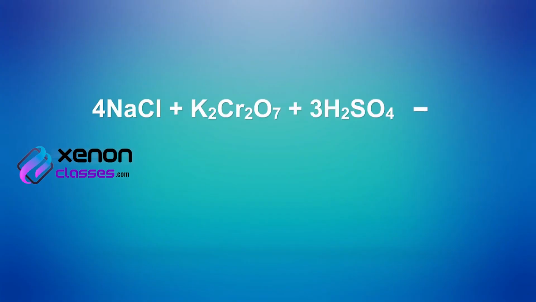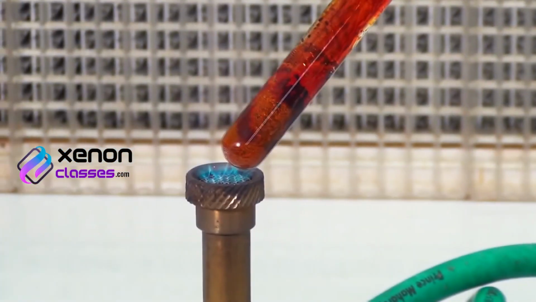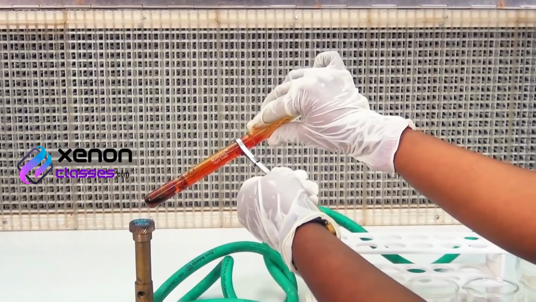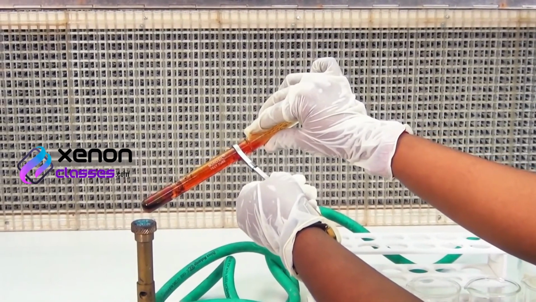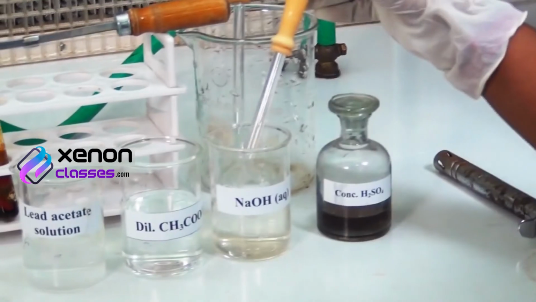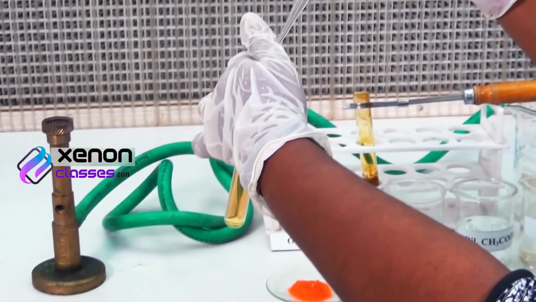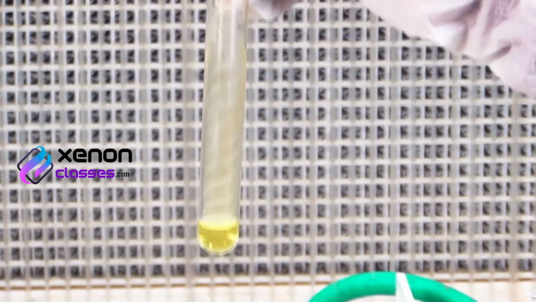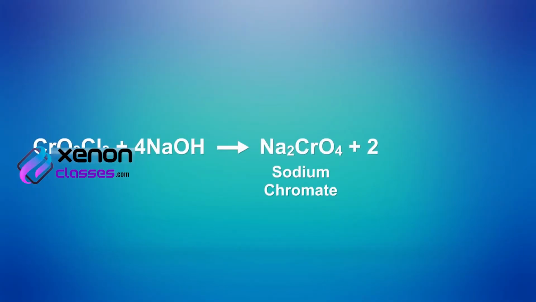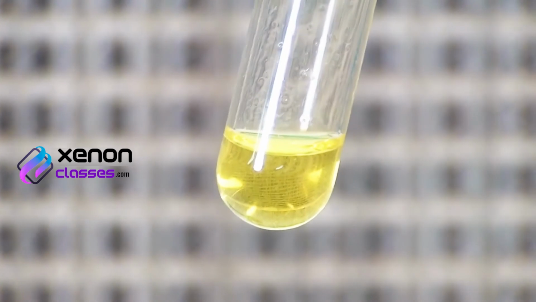Chloride reacts with potassium dichromate and concentrated sulfuric acid to produce red vapors of chromyl chloride. Now, cover the test tube containing the mixture with an empty test tube to collect the red vapors. Then, add a small volume of sodium hydroxide solution to the test tube filled with red vapors using another dropper. Chromyl chloride reacts with sodium hydroxide to form a yellow solution of sodium chromate.